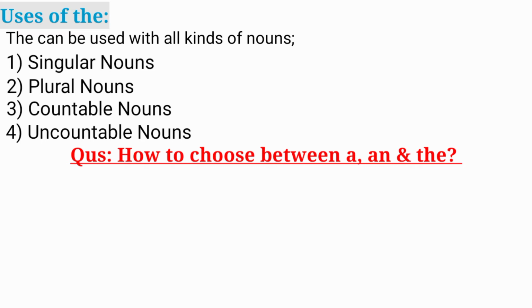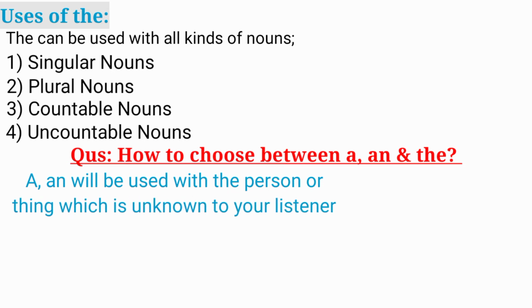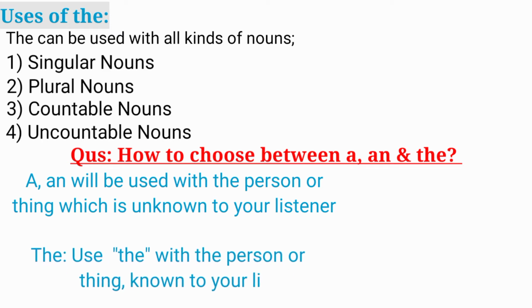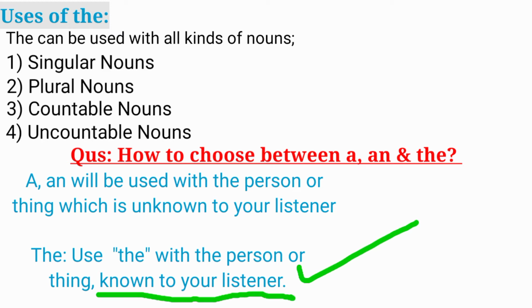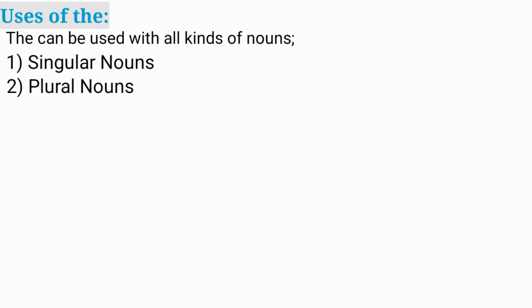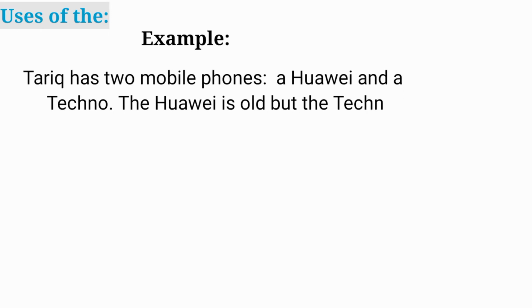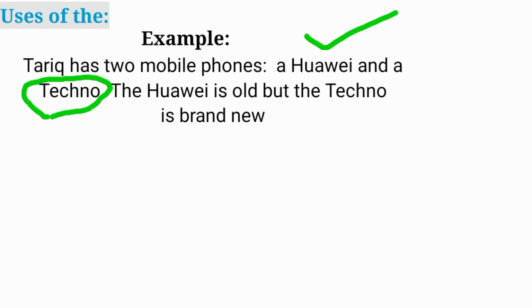Okay, the answer is we use A and An with a person or thing which is unknown to your listener, while we use The with a person or thing which is known to your listener, and the thing which is known to your listener is called specific, right? For example, Tariq has two mobile phones, a Huawei, a Techno. The Huawei is old but the Techno is brand new. At first, both were unknown. Both mobile phones are unknown to the listener, and that's why we put A with Huawei and A with Techno.